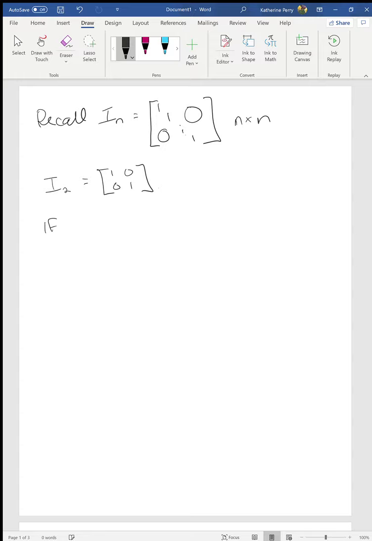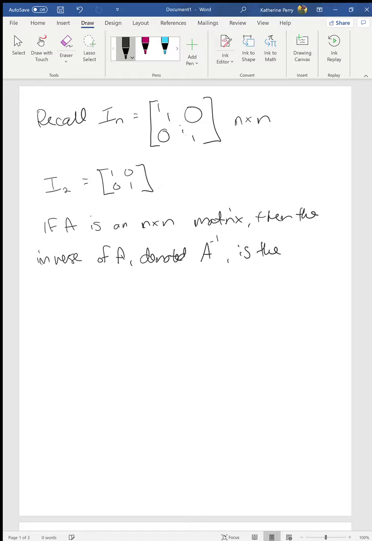And so I'll say if A is an n by n matrix, then the inverse of A, denoted A superscript -1, is the n by n matrix such that A times A inverse is equal to A inverse times A, and this is always equal to the identity matrix.